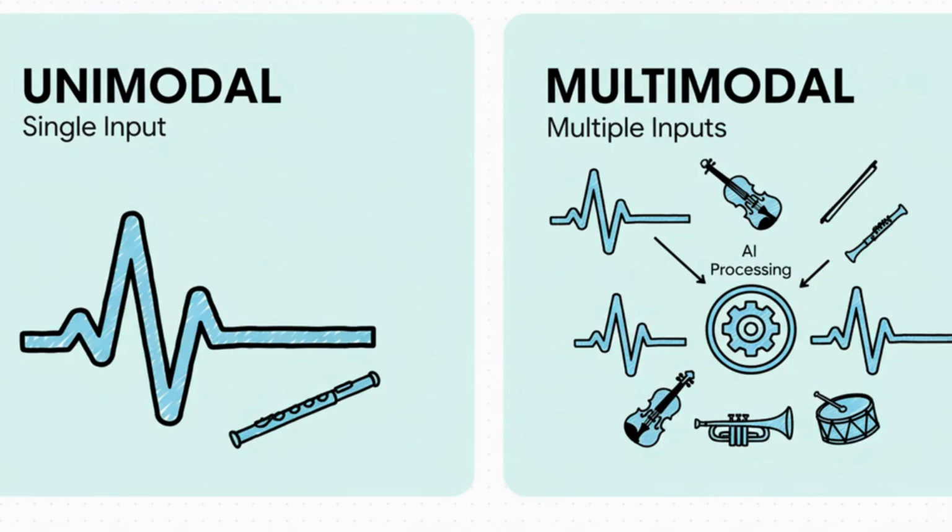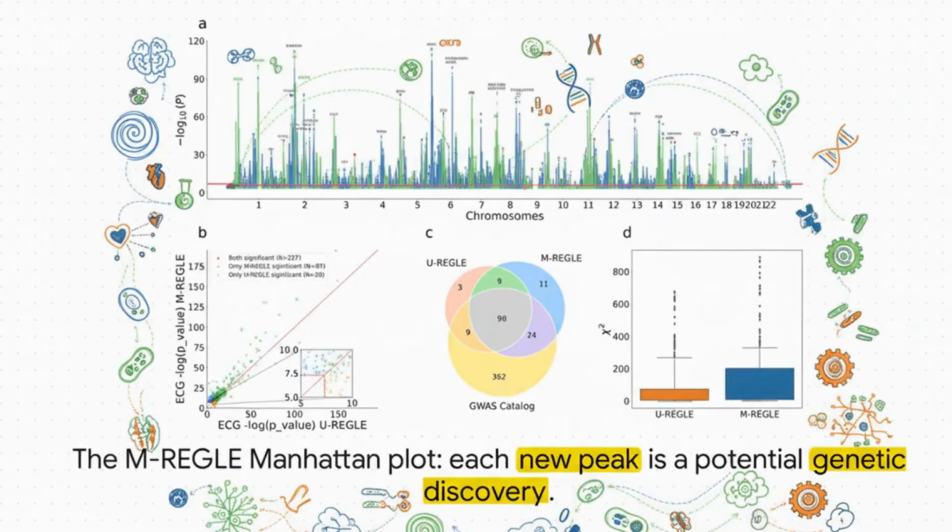The new approach, called multimodal, is about hearing everything at once. And a new method, MR-EGLE, does exactly that. It listens to all the instruments at the same time to find harmonies, these connections that are completely invisible when you're just focused on one section. And wow, just look at the result. This is a Manhattan plot, and it basically shows us all the genetic discoveries it made when it looked at 12 different heart readings, ECG leads, all at once. Every single one of those giant peaks shooting up past that red line, that's a potential new genetic discovery for heart health. By putting all the data together, it's finding stuff that was just impossible to see before.